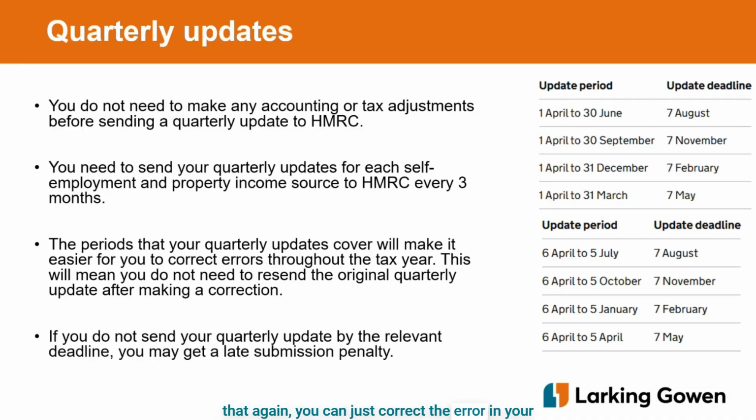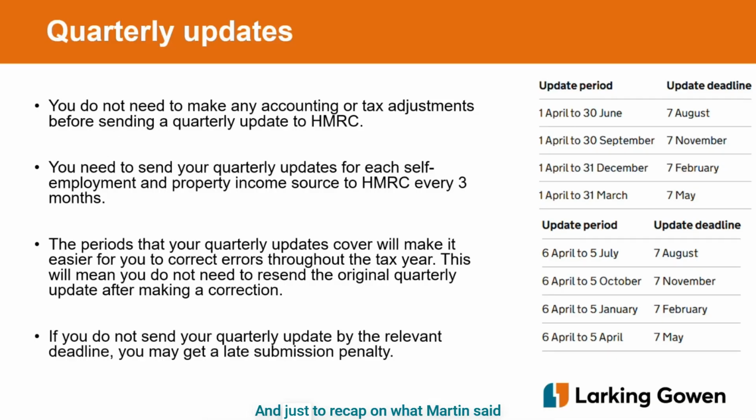You can just correct the error in your software, and then when you make the next update, that error will be submitted to HMRC. You do not need to make any accounting or tax adjustments before sending a quarterly update to HMRC. They will all be done on the final declaration that we'll get to shortly. And you need to send your quarterly updates for each self-employment and property income source to HMRC every 3 months. If you do not send your quarterly updates by the deadlines, you may get a late submission penalty.